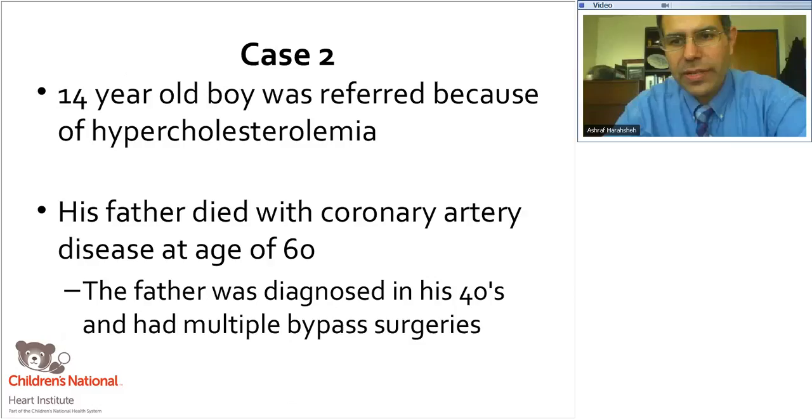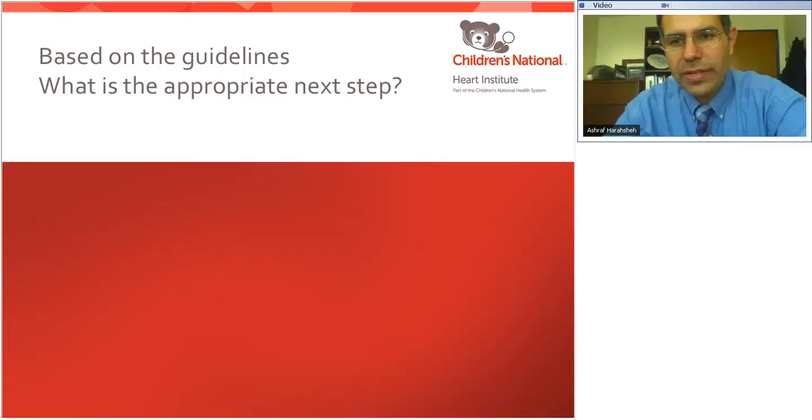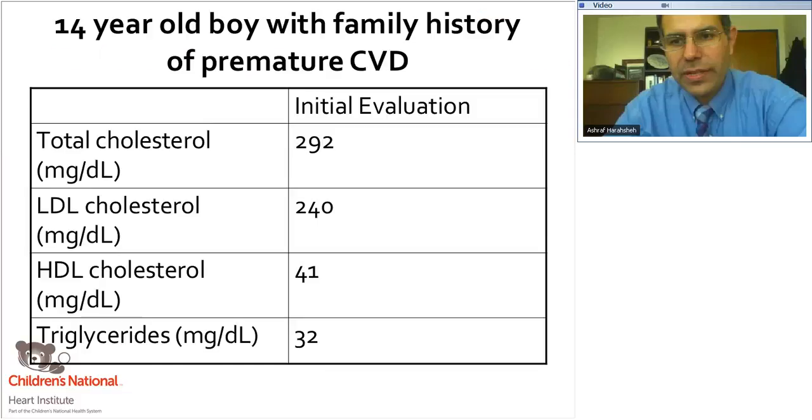This one is a 14-year-old who was referred because of his family history of hypercholesterolemia. His own father died of coronary artery disease in his 60s. The father was diagnosed with cardiovascular disease in his 40s and had multiple bypass surgeries. Based on the guidelines, one would suggest obtaining a fasting lipid profile in this patient.